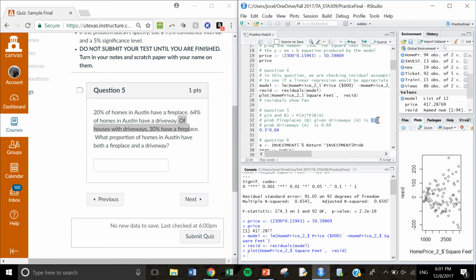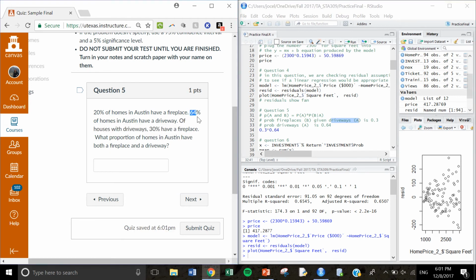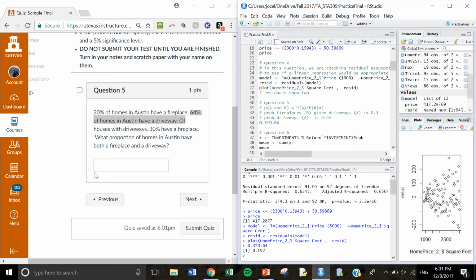So I'm going to multiply 0.3 times something. But then we see, okay, it's P of A times P of B given A. So we know driveways was A, so we have to multiply it times the probability of driveways, which is 0.64. So we do 0.3 times 0.64, which gives us 0.192 for our probability. So just know that equation, write it down, and read the question and be careful about what is B and what is A.